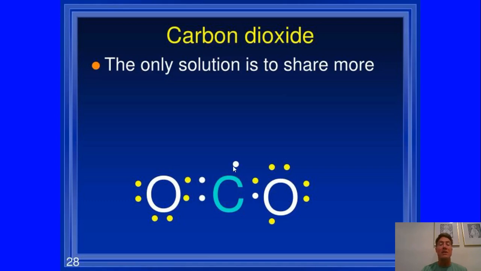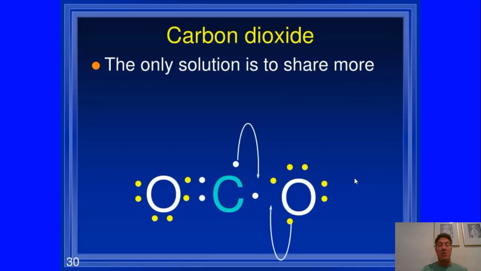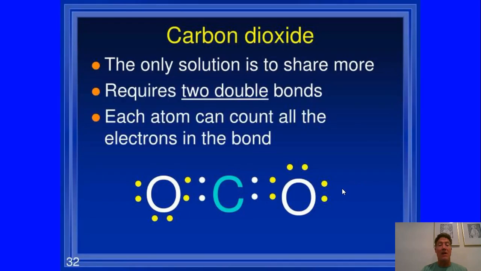What if we do the same thing on this side? What if we bring this electron down here and this electron up here and form a second double bond on this side? And that's what we'll do. And now we have an octet on all three atoms. This oxygen has its octet, 2, 4, 6, 8. The carbon has 2, 4, 6, 8. And this oxygen has 2, 4, 6, 8.